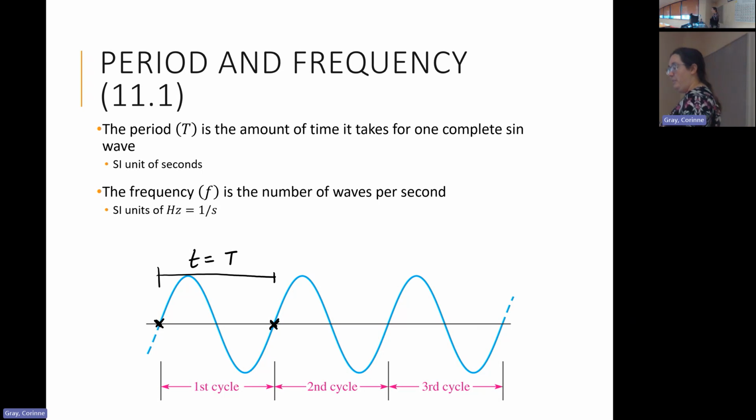Does anybody know how they're related from a previous class? Yeah, they're the inverse. Period is equal to 1/frequency, or frequency is equal to 1 over the period. So if you have one, you can find the other. This is something that we're not really going to be using today. Something we'll be using more so on Wednesday when we talk about phasors.